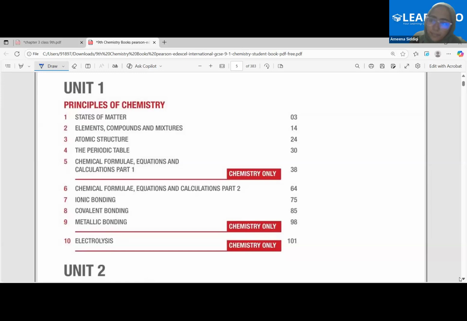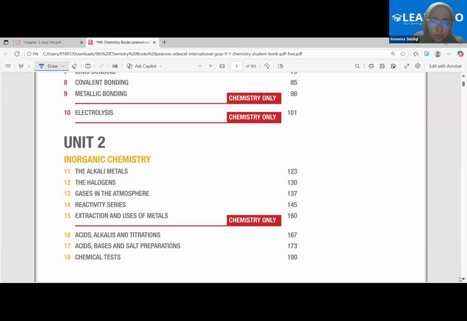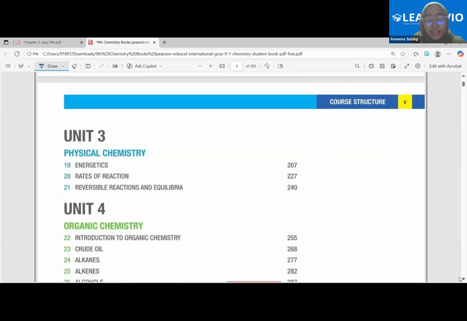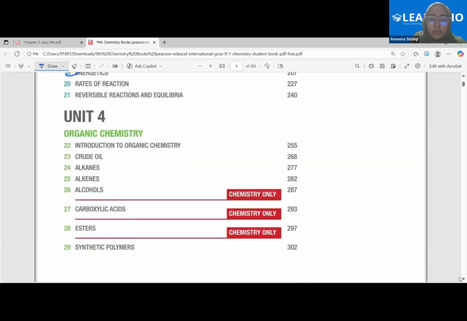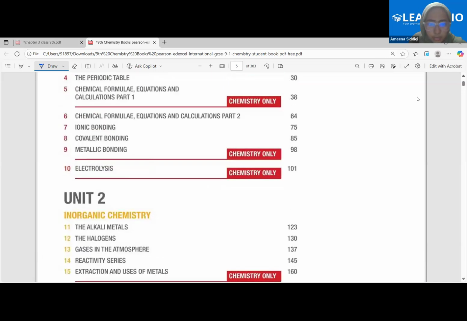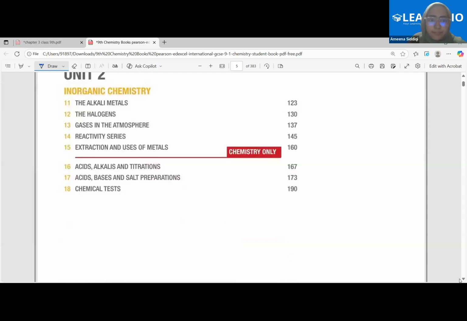All of Unit 1, all of Unit 2, and Unit 3, only the first chapter, energetics. And then all of Unit 4. So we have covered all of this. We will be able to cover this one, and then the second unit is left.